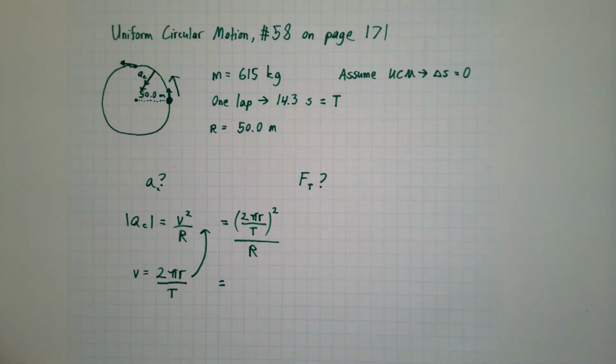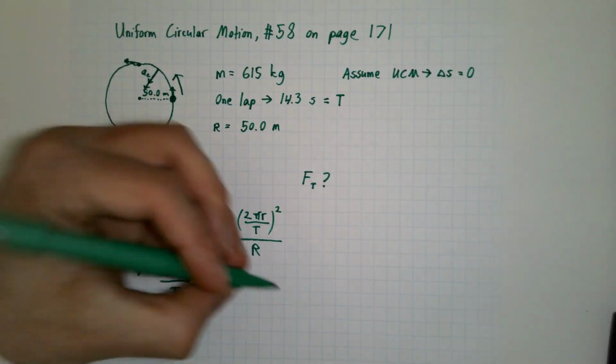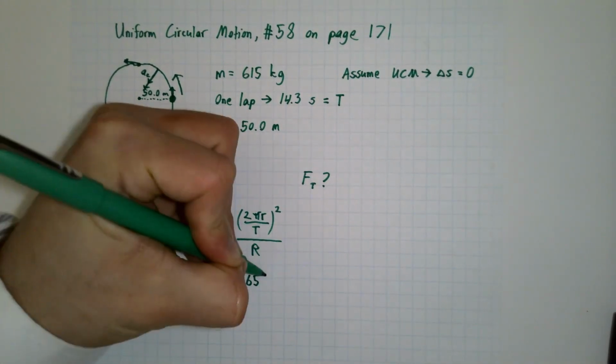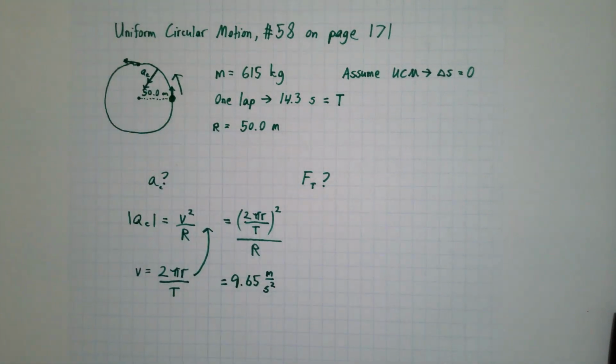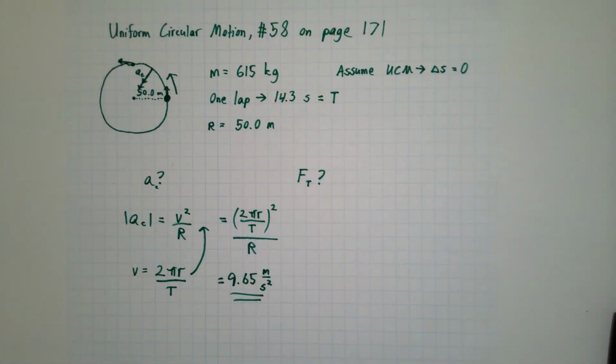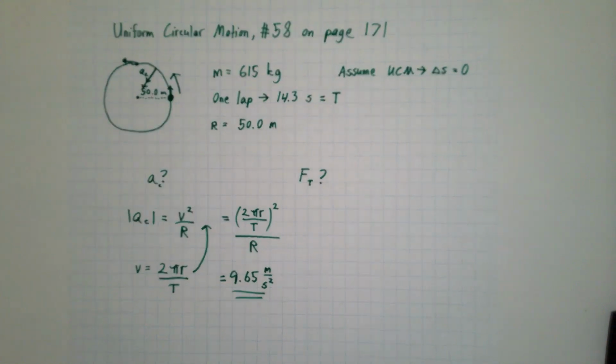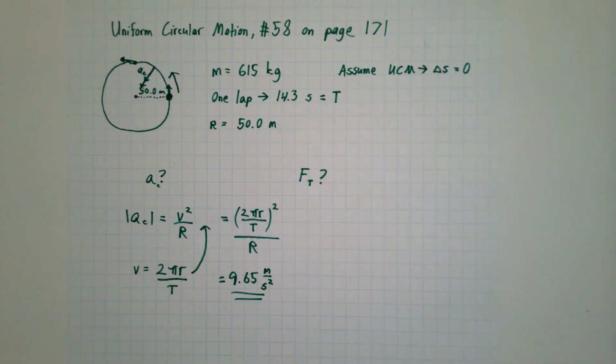We take 2 times pi times our radius of 50 divided by our period of 14.3, square that value, and then divide by our radius of 50.0 meters. And we get that our centripetal acceleration is 9.65 meters per second squared. There's our centripetal acceleration. That's the acceleration of our race car.